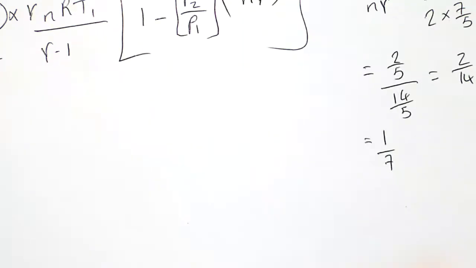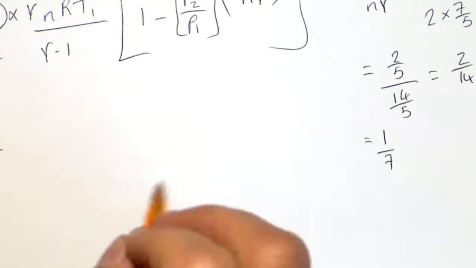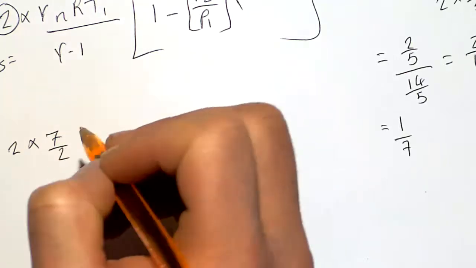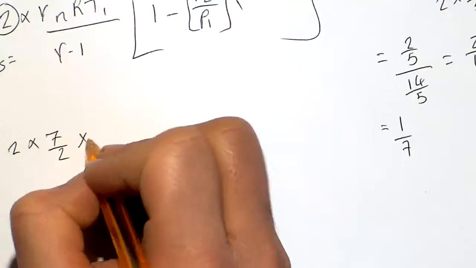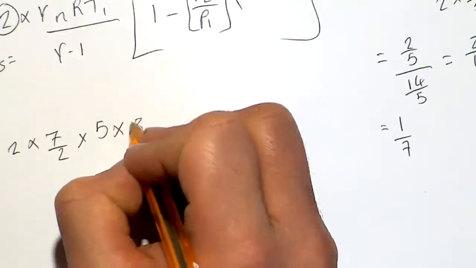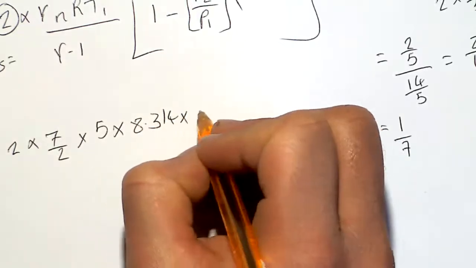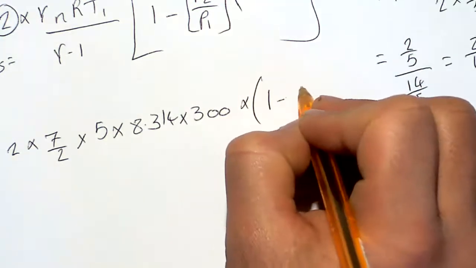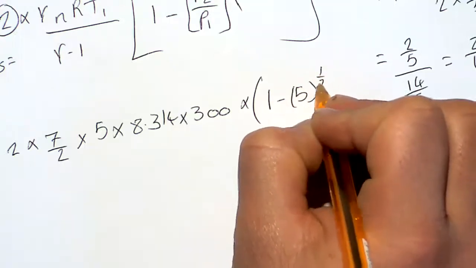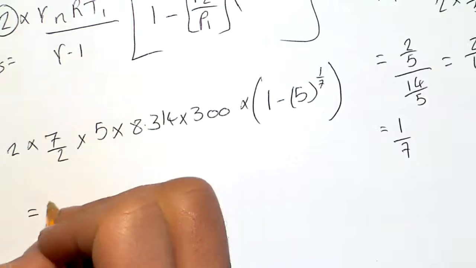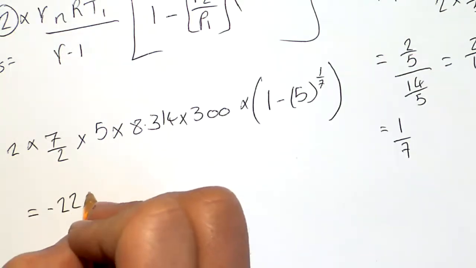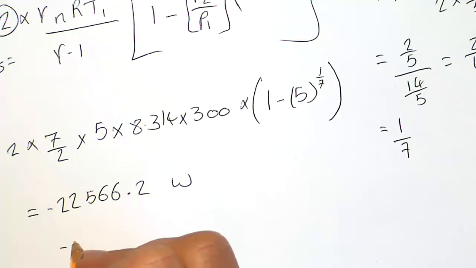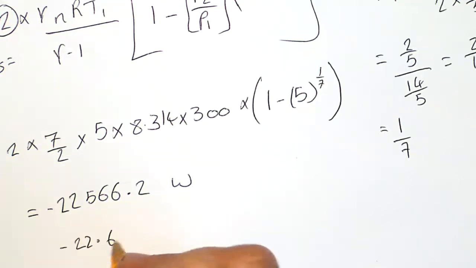Now if we plug these in, 2 times 7 over 2, this is your gamma over gamma minus 1, times 5, that's the number of moles, times 8.314, the universal gas constant, times the initial temperature, multiplied by 1 minus the pressure ratio, which is 5 to the power 1 over 7, which all equals negative 22,566.2 watts, or negative 22.6 kilowatts.